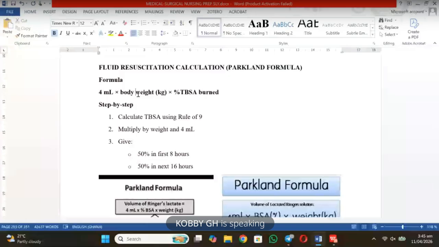Okay, so if the examiner, let's do another example. A patient weighs 70 kg and suffered a burn affecting 20% of the body surface area. What amount of fluid will you administer or will you use to resuscitate in the first 8 hours? That's the question. In the first 8 hours.